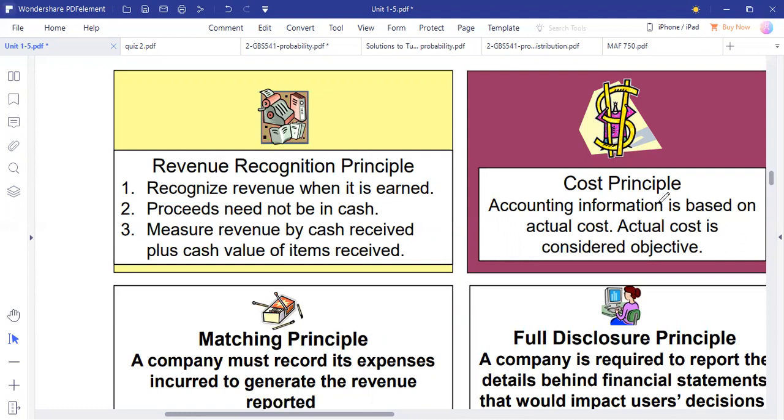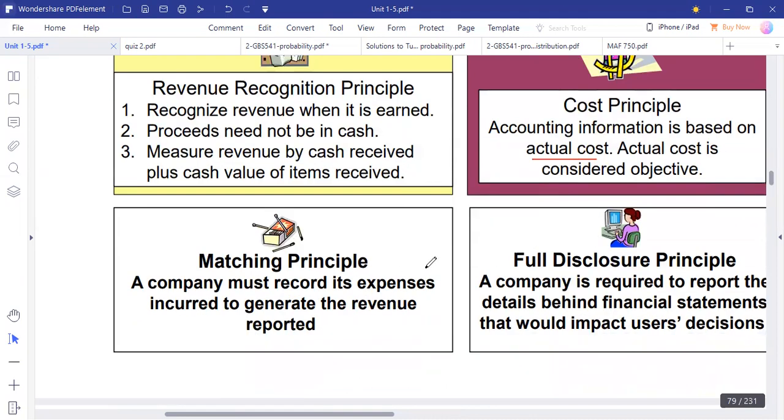The other one is the cost principle, which says accounting information must be based on the actual cost and not on the current market value. The actual cost is considered to be objective. For instance, if you buy land at 50,000 and next year it is worth 100,000, the cost principle says it must be based on how much you bought it for.